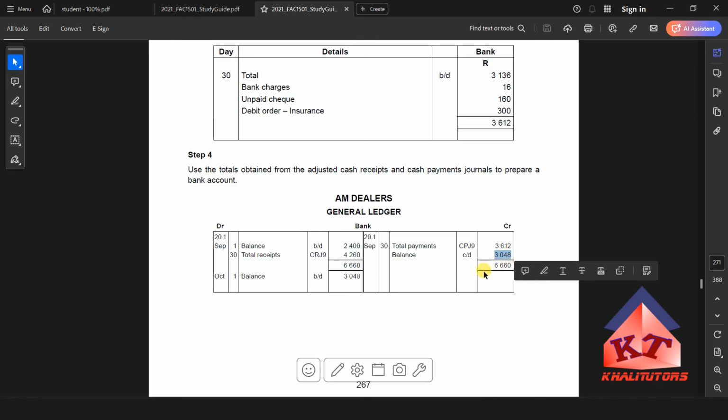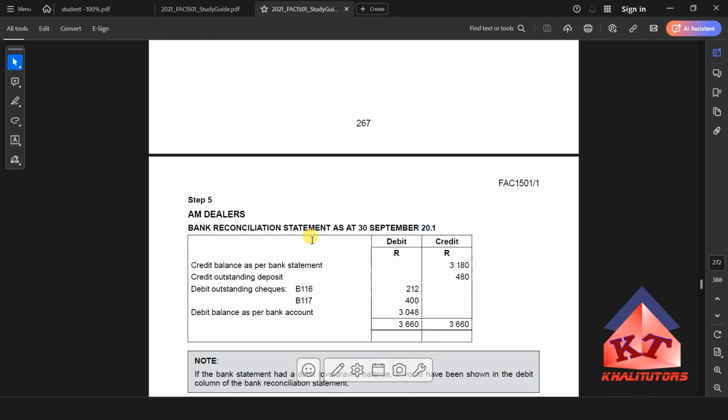So this value is basically 6,660 minus 3,612 francs, okay? And this one will give us the balance, okay? So you write it here and then you copy that, you write it here. So as you can see, this account, the bank account, has a debit balance, okay? After doing this, you then move on to compiling your bank reconciliation statement, okay?